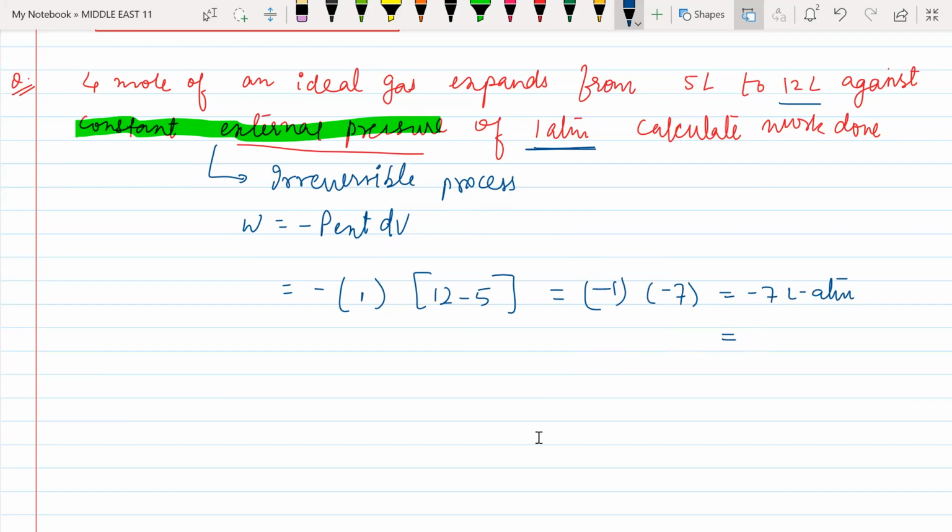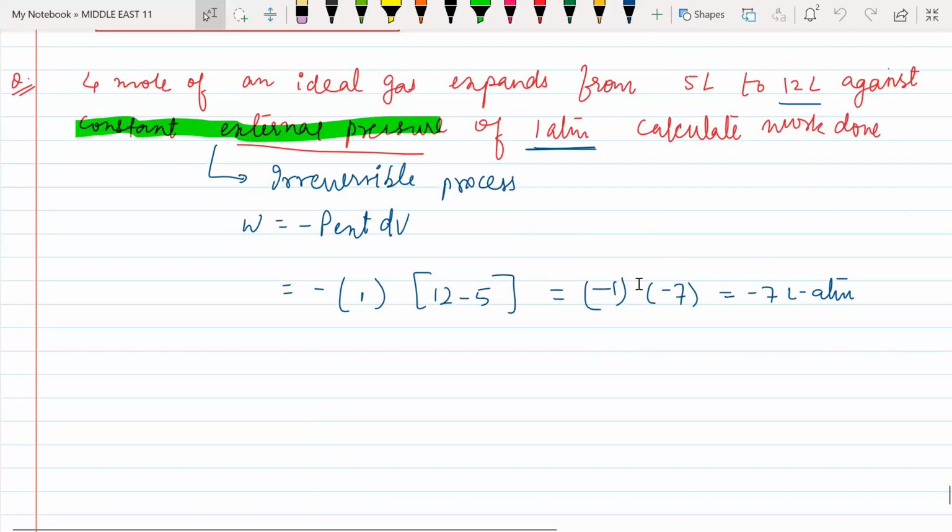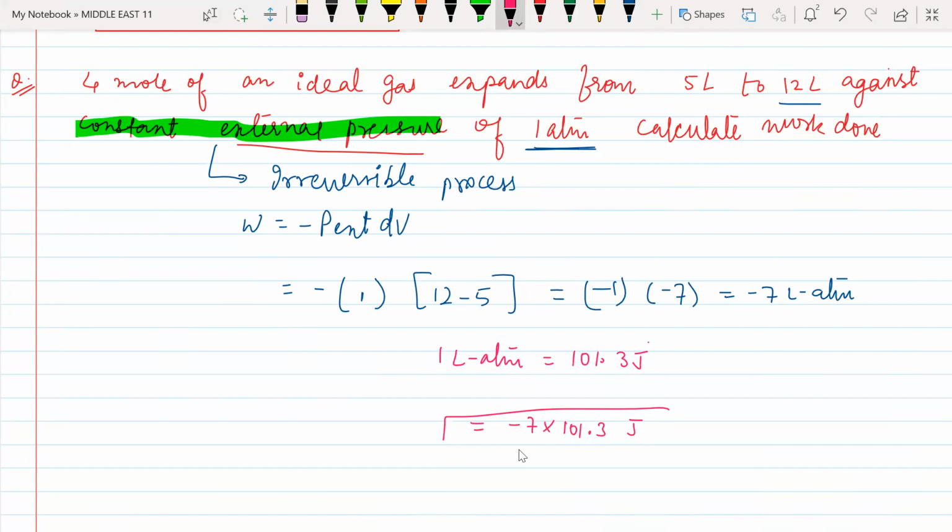If I ask in joule, what will it be? Convert it into joule. Can you do it, Krishna? Okay, no problem. Ifra, 1 liter atm equals 101.3 joule. So in joule, it will be 7 into 101.3, right? This is very important: 1 liter atm equals 101.3 joule.